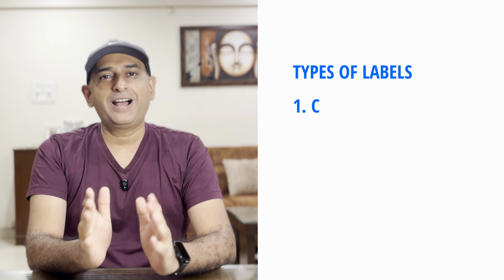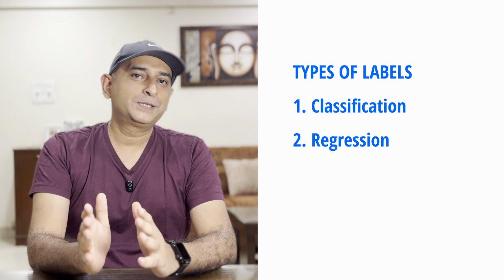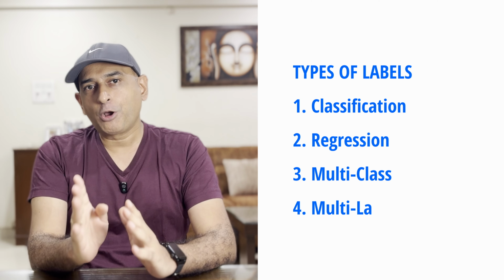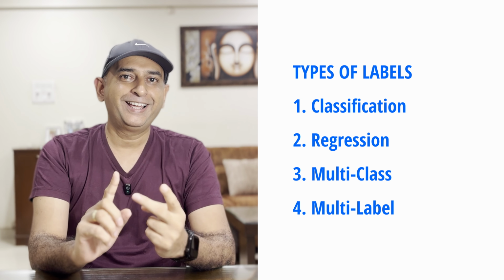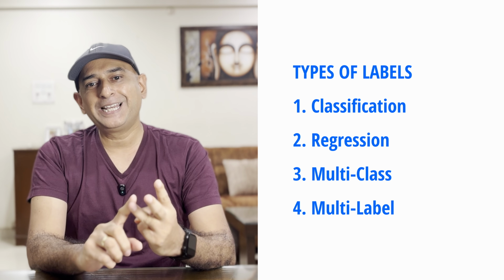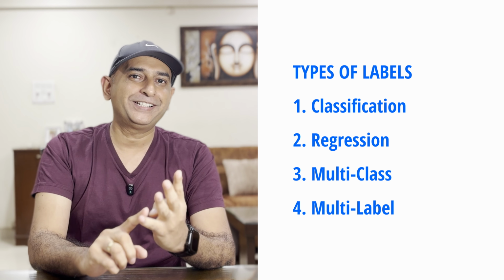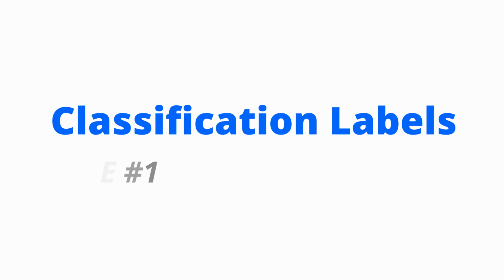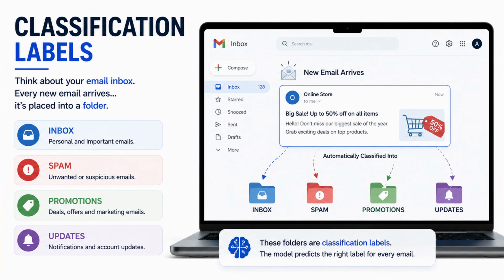Now labels or answers also come in different forms. Let's look at the 4 common types: classification, regression, multi-class labels, and multi-label classification. Let's start with classification labels. Think about your email inbox. Every new email arrives, it's placed in a folder: inbox, spam, promotions, updates. The system is deciding which category the email belongs to. That category is called a classification label.